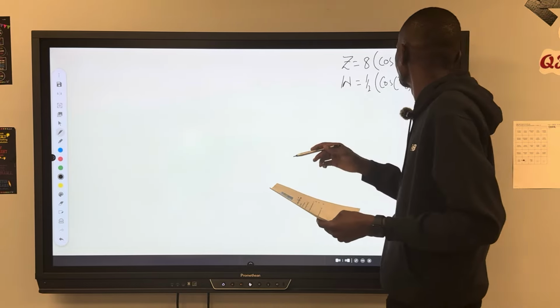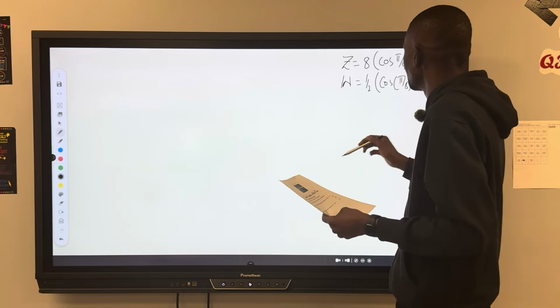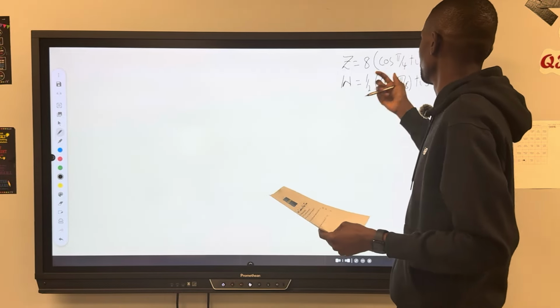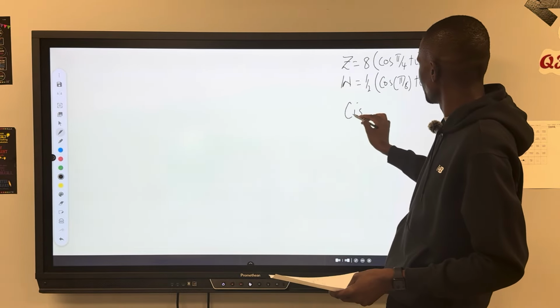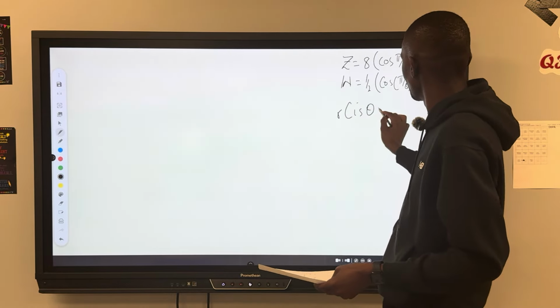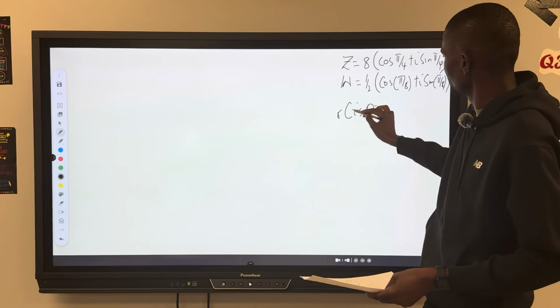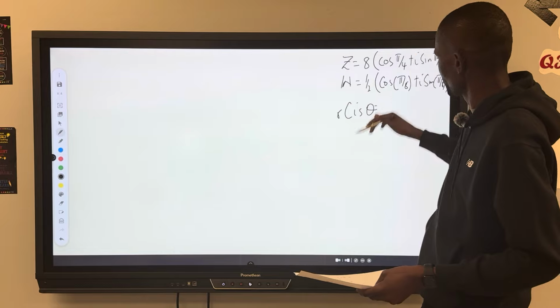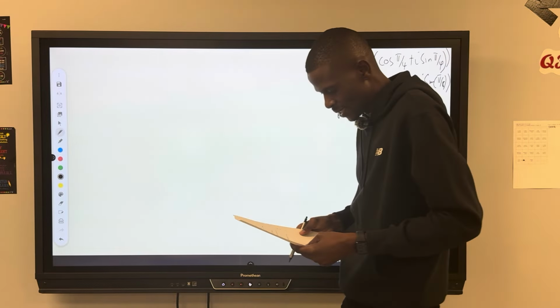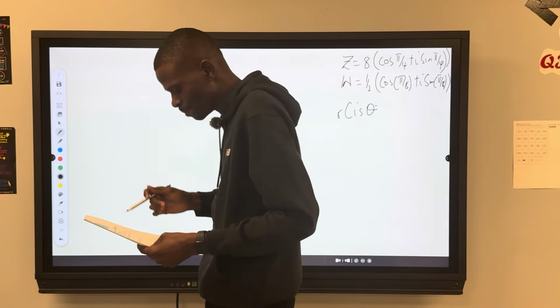Okay guys, for brevity, I'm not going to write this in full. I'm going to say cis, so it's r cis theta, where r is your modulus, c is for cos, the imaginary part is sine, then theta is whatever the angle is, so that I don't waste much of the time here.